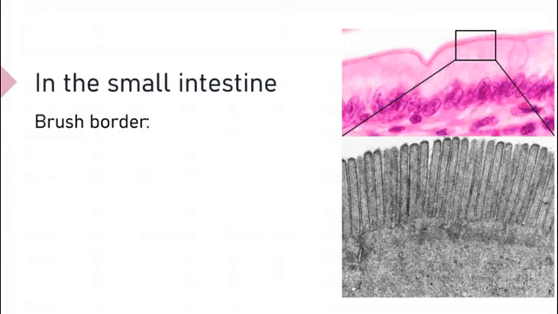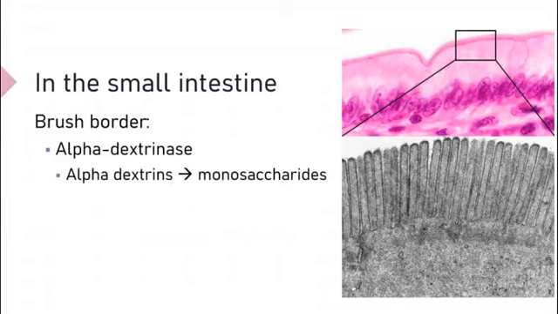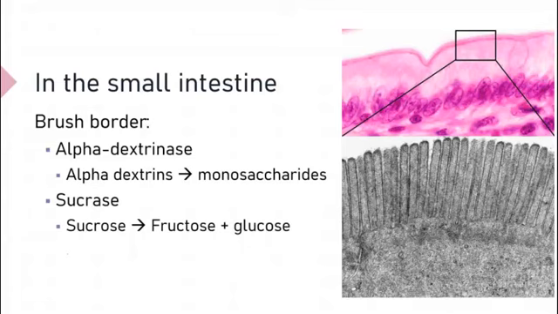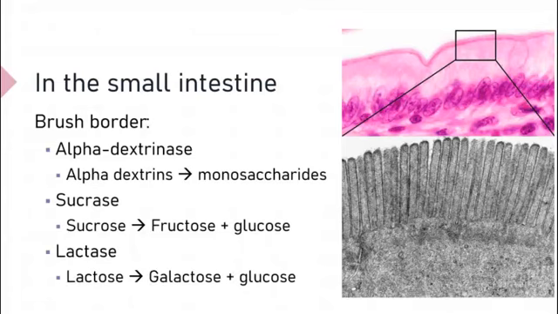Let's first cover alpha-dextrinase. It breaks down a specific carbohydrate called alpha-dextrins into monosaccharides. Next, sucrase breaks down sucrose into a molecule of fructose and one molecule of glucose. Similarly, lactase breaks down lactose into one molecule of galactose and one molecule of glucose. Note that since we are pretty close to the end of our digestion journey, these end products are all simple sugars.